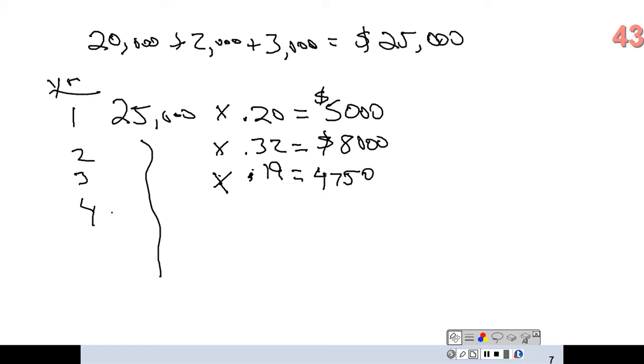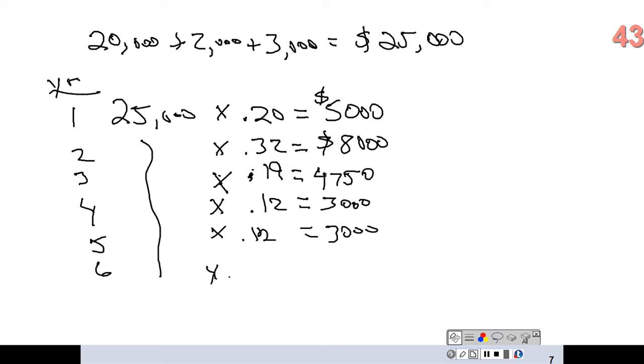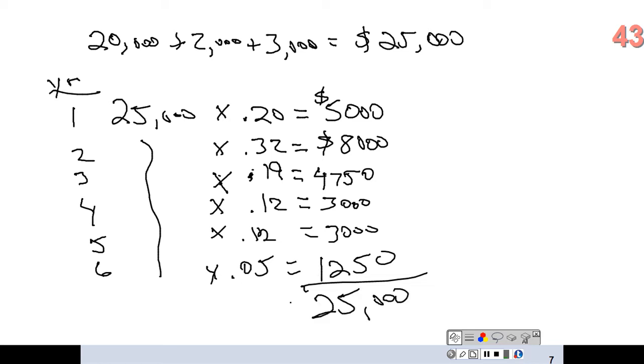The fourth year times 12%. So that's going to equal 3,000. Is that right? 3,000. The fifth year, 0.12, 3,000. And the sixth year, the last half year of the half year convention, is how much? 5%. So that would be 1,250. All right, all those numbers correct? All right. And so this should equal, if you add that, it should equal $25,000, which matches the depreciable value of the asset.